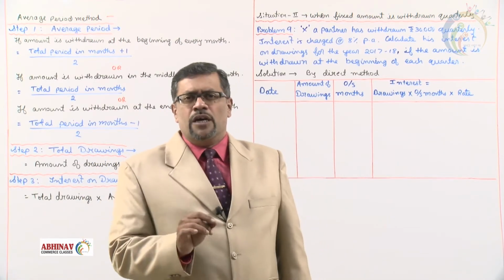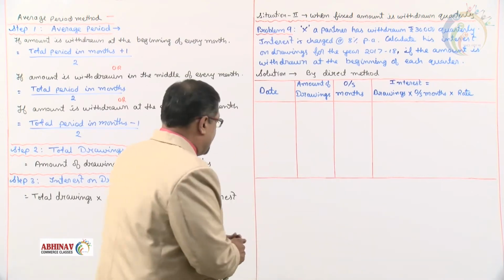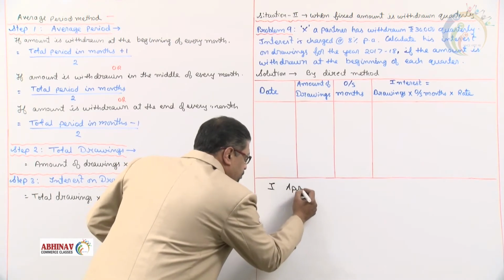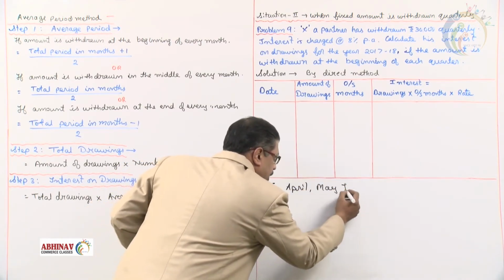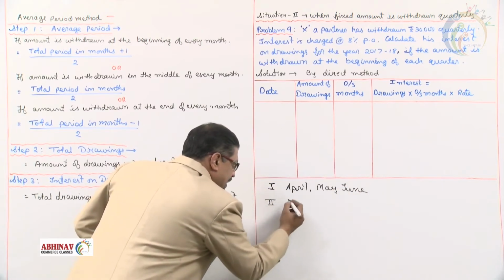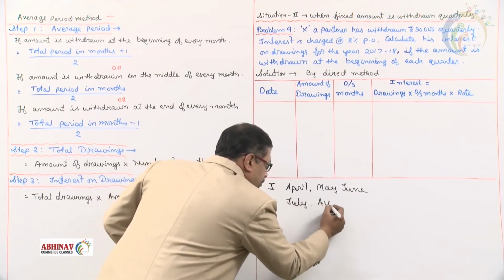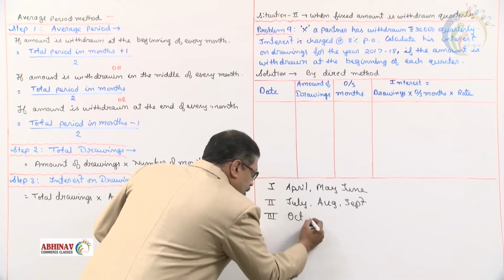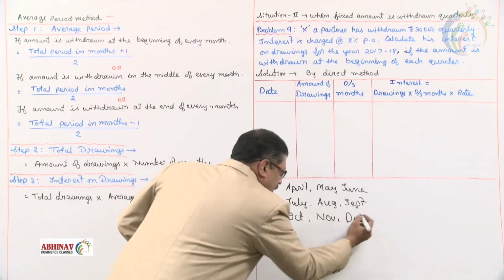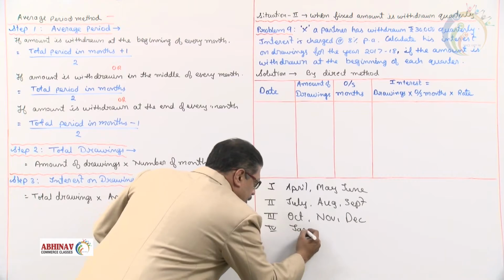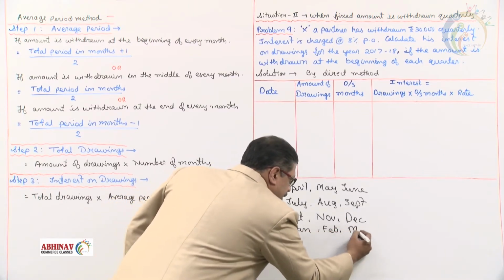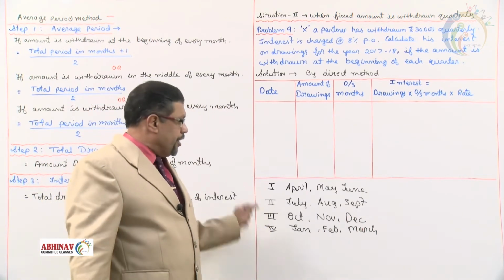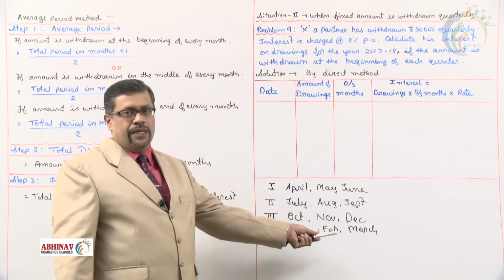First, let us see which are those quarters for the year 17-18. 17-18 means the year starts from 1st April. So the first quarter will be April, May, and June. Second quarter will be July, August, and September. Third quarter will be October, November, and December. And the fourth quarter, January 18, February 18, and March 18. These are the 4 quarters of 3 months each throughout the year, starting from 1st April 17, ending with 31st March 18.